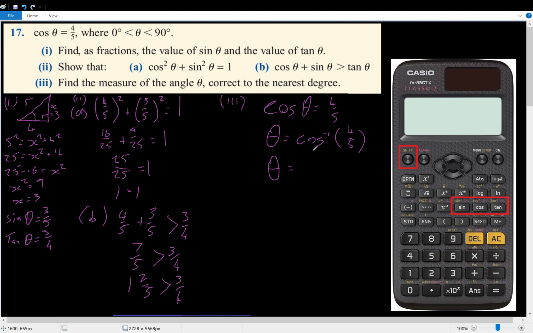In this case, cos inverse of 4/5 is 36.86989765. But we're being asked to get that correct to the nearest degree. So to the nearest whole number is what we're asking for. So it's going to be equal to 37 degrees. And that is that.